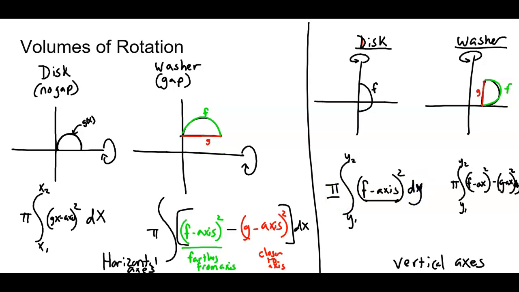And that's the disk. Now for the washer, the same principle applies. It's still the one that's farthest away from the axis. So in this case, the F is farther away from the axis of rotation than the G. So I put the F minus the axis first. Now once again, to do this strategy, your equations have to be in terms of y. So it's F of y, and this one would be G of y. Okay, so that's important. Anytime you're doing an integration with respect to y, your equations need to be in terms of y, and your limits are y values.